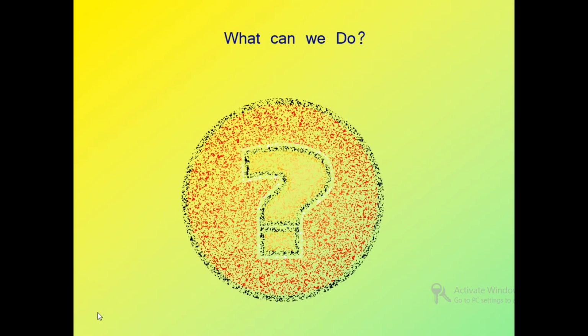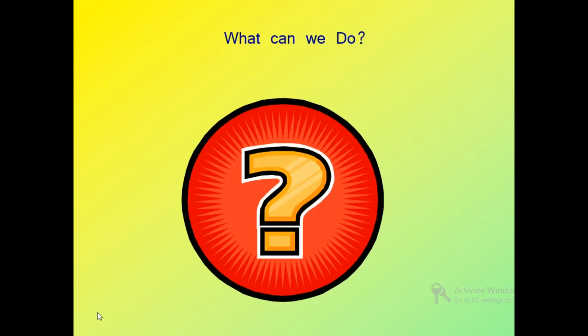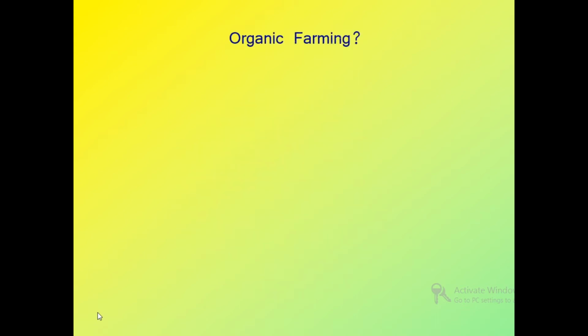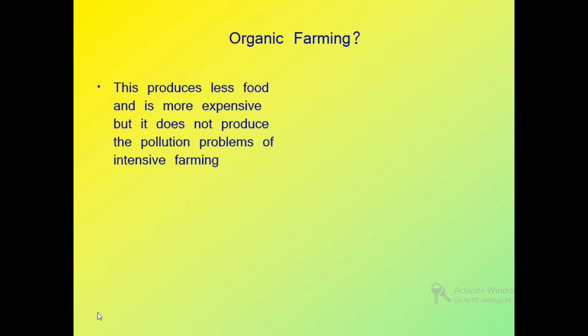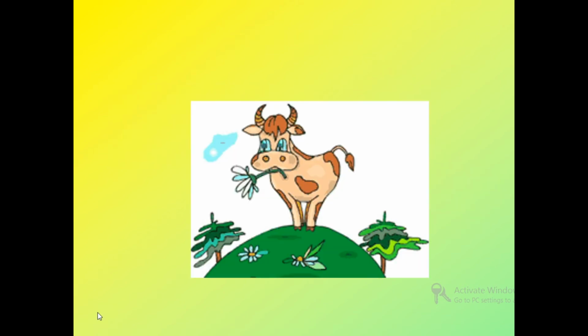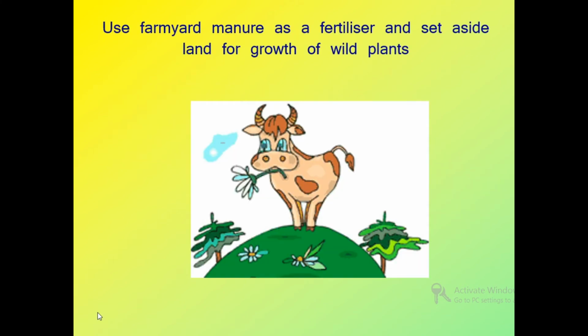What can we do? The real question arises: how can we manage the menace of the human population on the environment? Organic farming. This produces less food and is more expensive, but it does not produce the pollution problems of intensive farming. Use farmyard manure as a fertilizer and set aside land for the growth of wild plants.